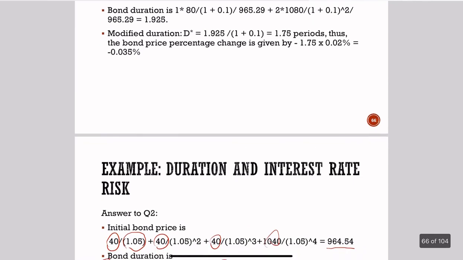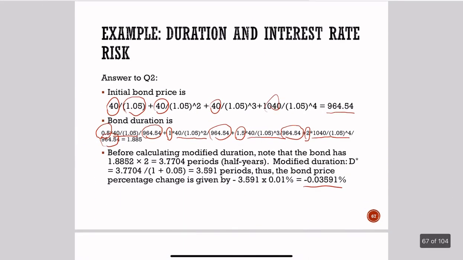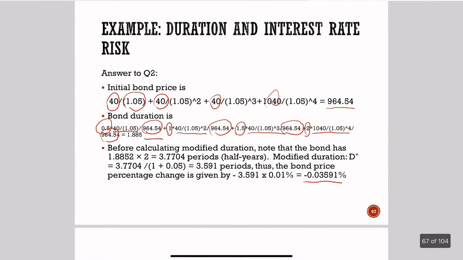And if you compare these two problems, you can see that you actually have different numbers, right? So for example, you can see that the duration here is 1.925 if you're having this annual coupon payment. And if you have semi-annual coupon payment, the duration is 1.885. Obviously, this tells you that when you're calculating duration, you have to make sure whether this coupon is paid annually or semi-annually.